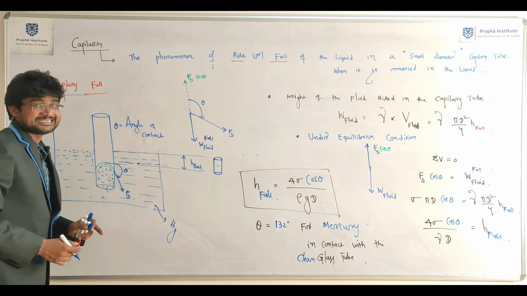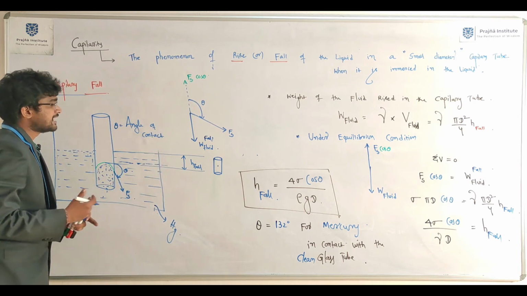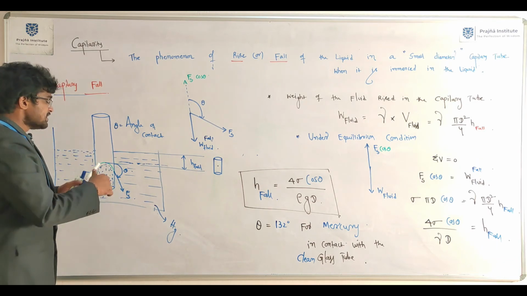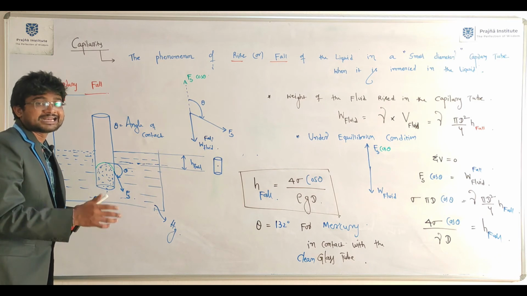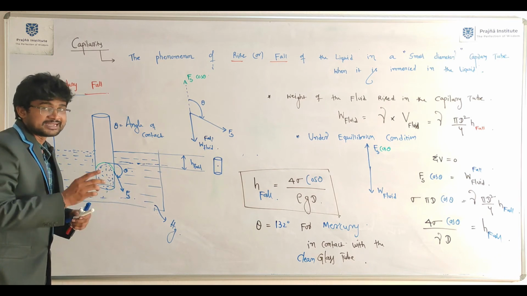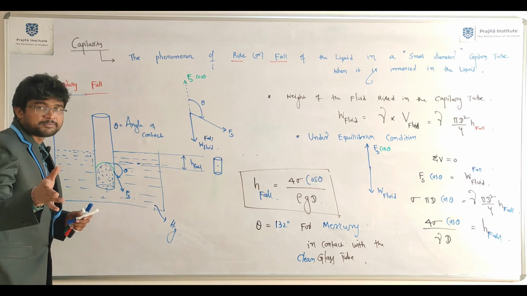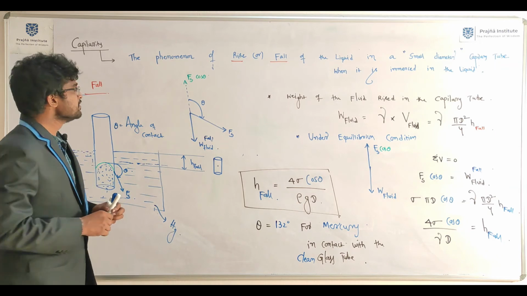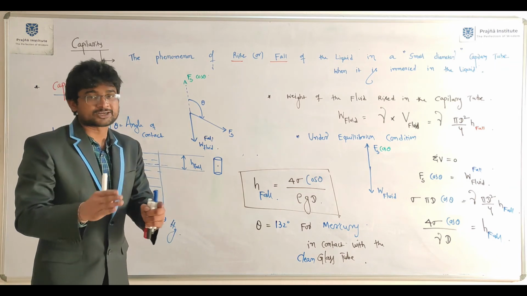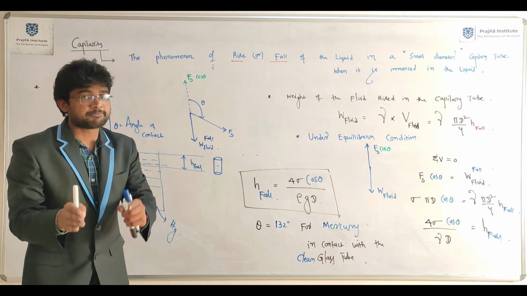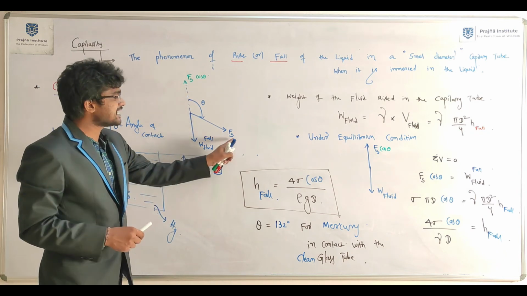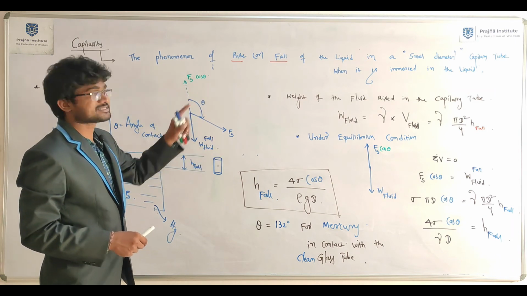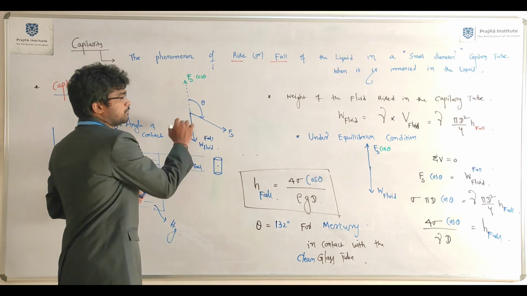Here mercury is a non-wetting fluid. That is why the angle of contact is obtuse. Here adhesive forces are less than the cohesive forces. That is why it is a non-wetting fluid. For a non-wetting fluid, the angle of contact is greater than 90 degrees. Just apply that concept here, theta must be obtuse. That is why this is the resultant surface tension. What is the vertical component of Fs? Fs cos theta. Okay, just apply equilibrium equations.